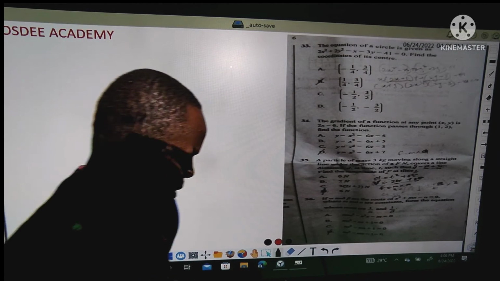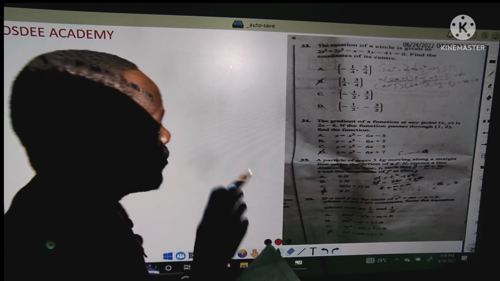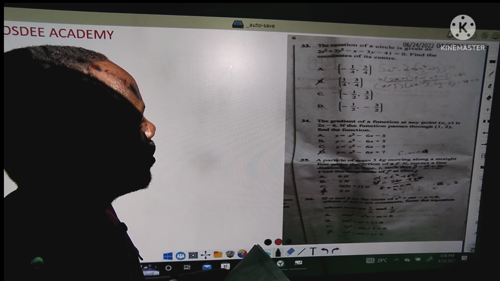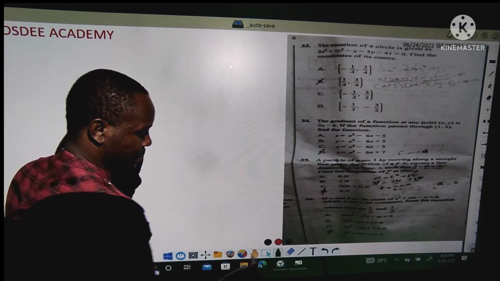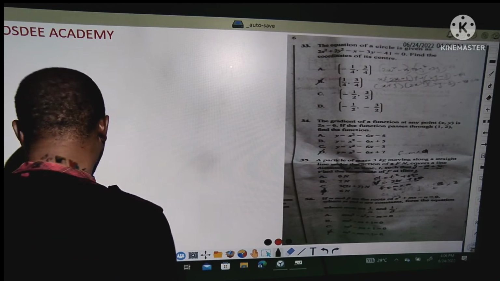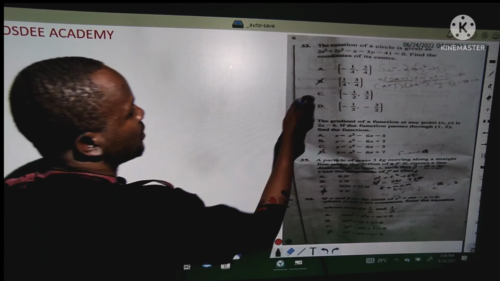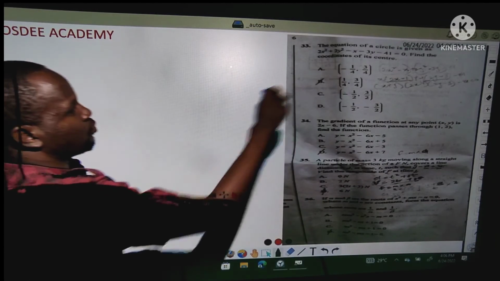Question 33 says, the equation of a circle is given as 2x squared plus 2y squared minus x minus 3y minus 1 equals 0. Find the coordinates of the center. We've done this in our preparatory class. That one is circle questions. That is always what I solve. I told you the leading coefficients should be 1 and not 2. So because of that, you have to divide by 2.